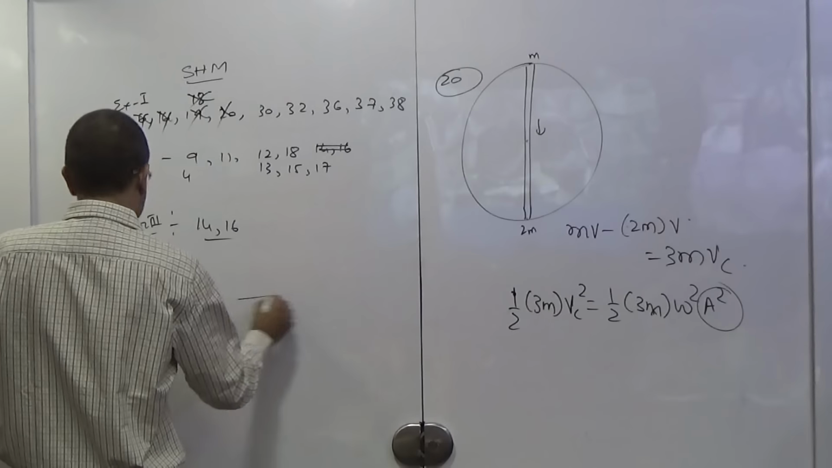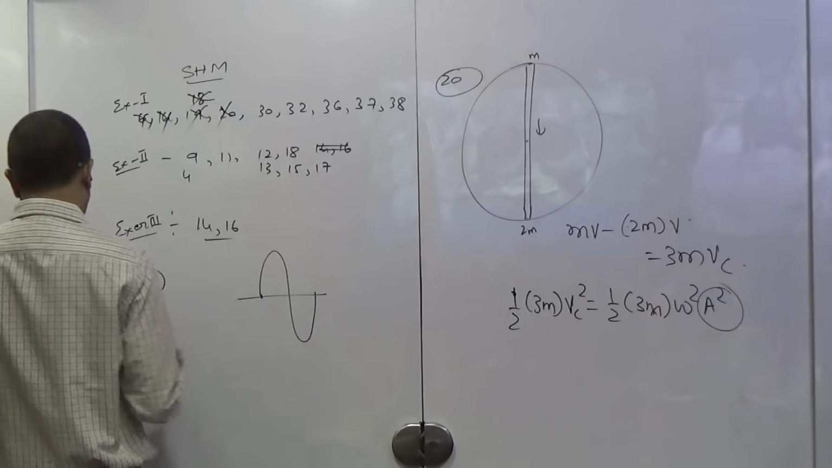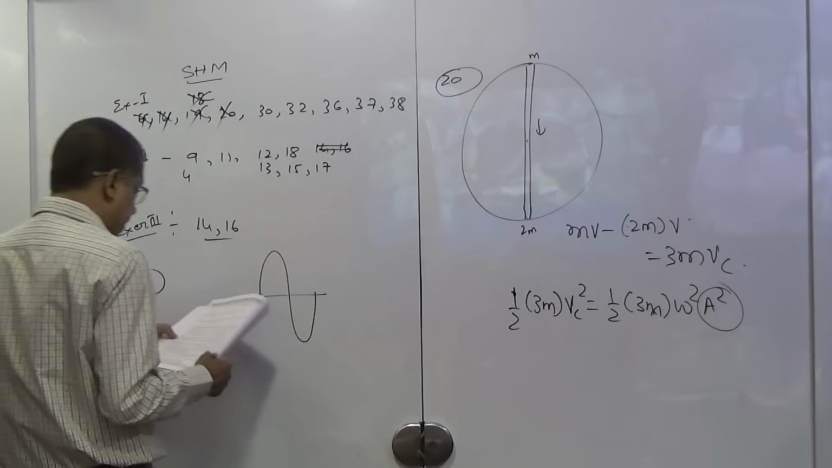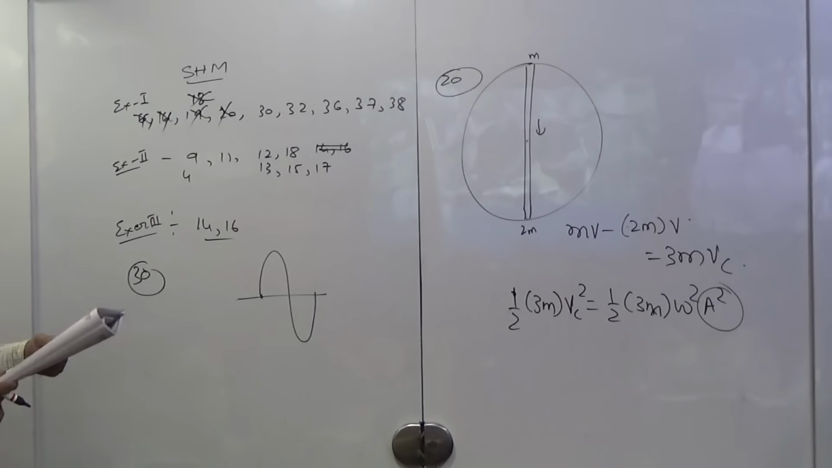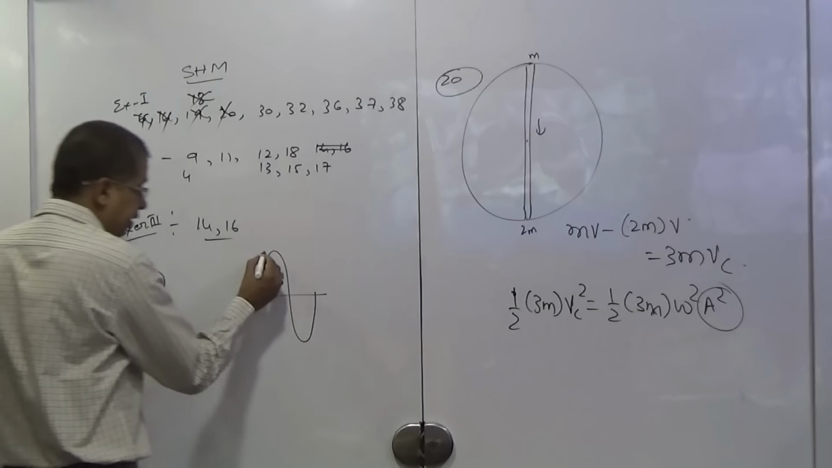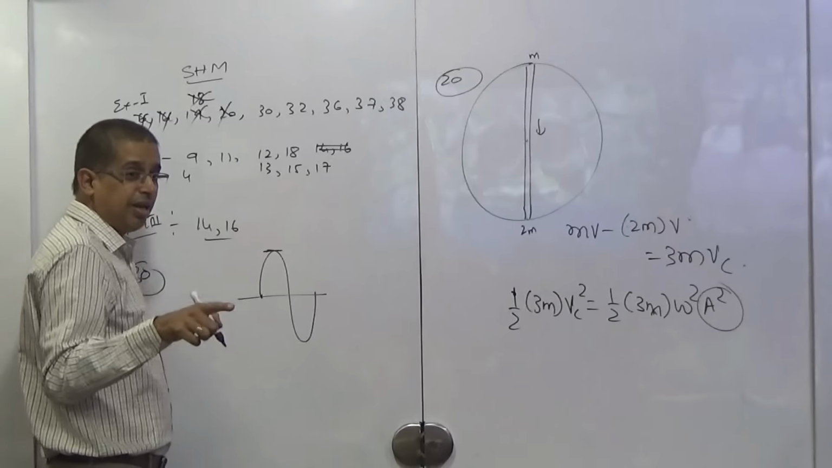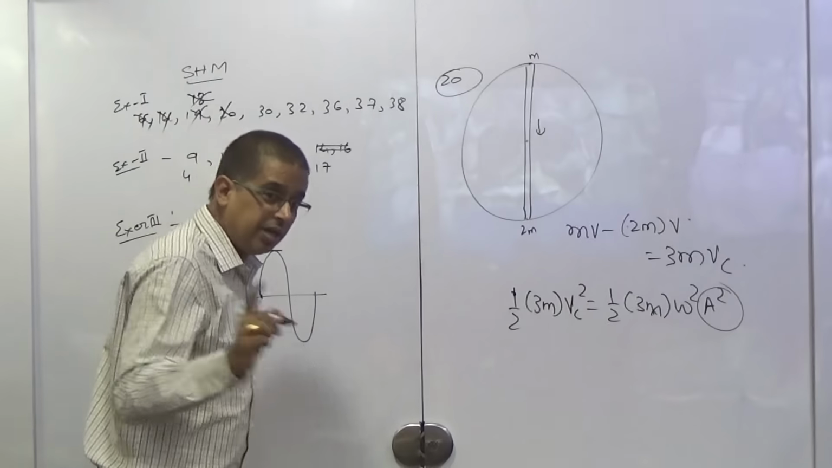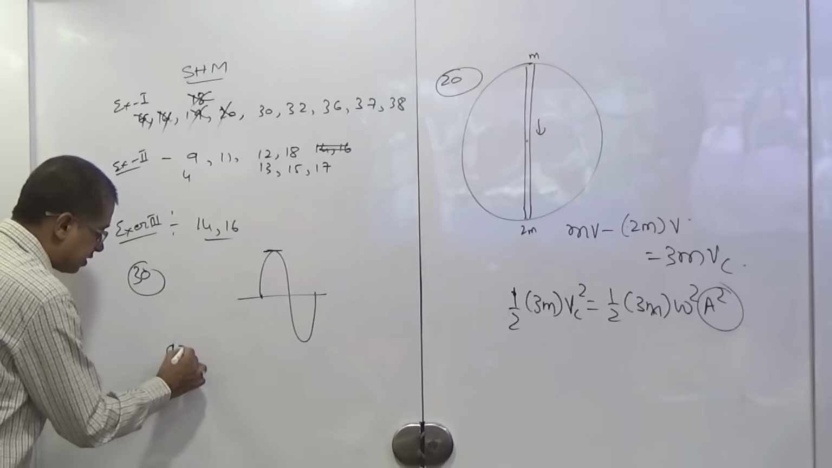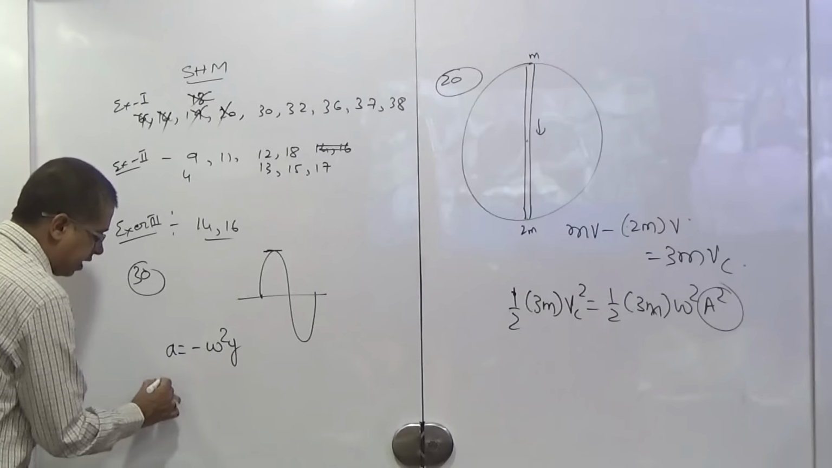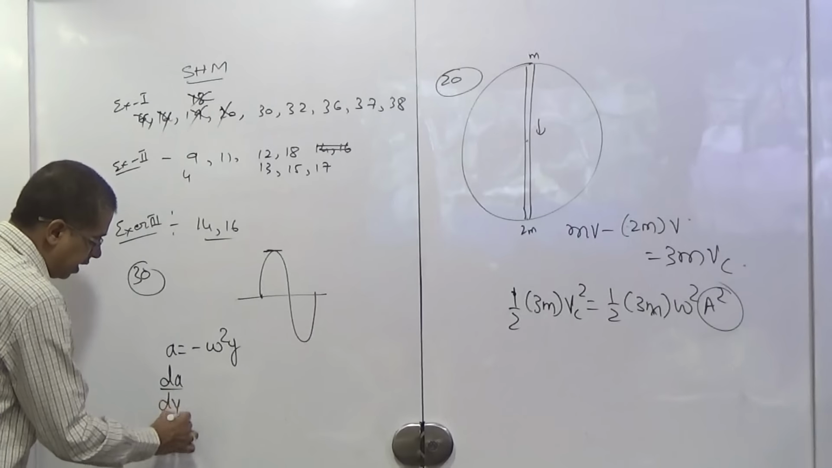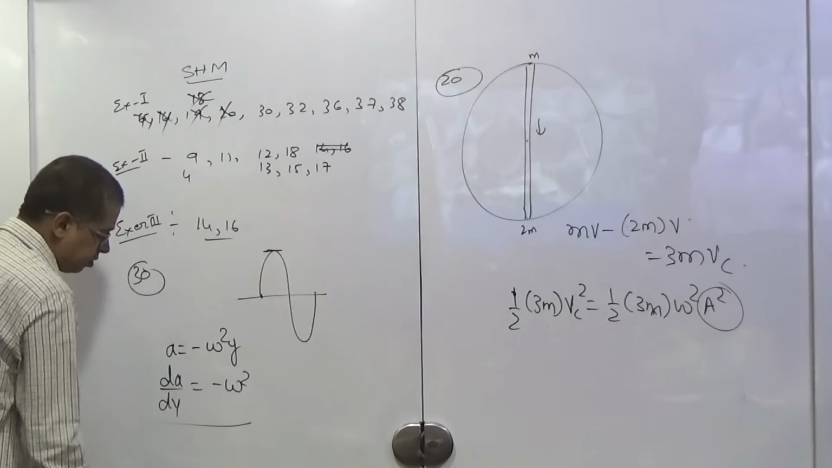A particle executes SHM. Rate of change of its acceleration is maximum and minimum respectively at. Here he is not asking acceleration, he is asking rate of change of acceleration. Acceleration is minus omega square y. dA by dy is minus omega square.